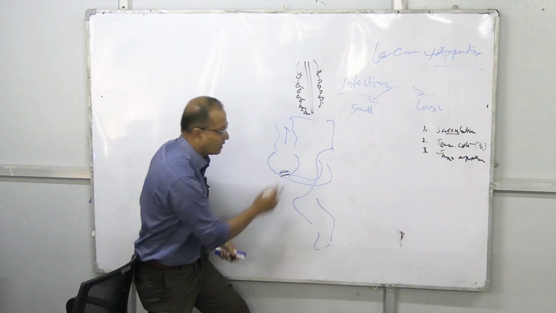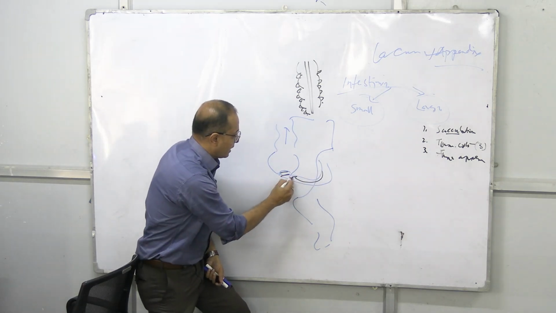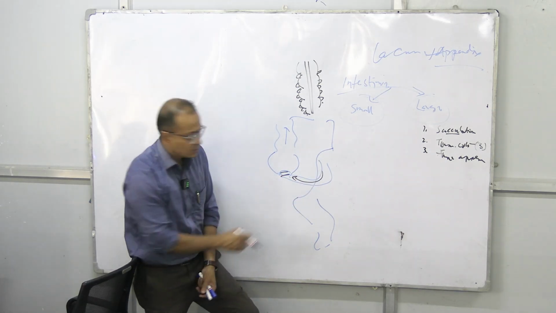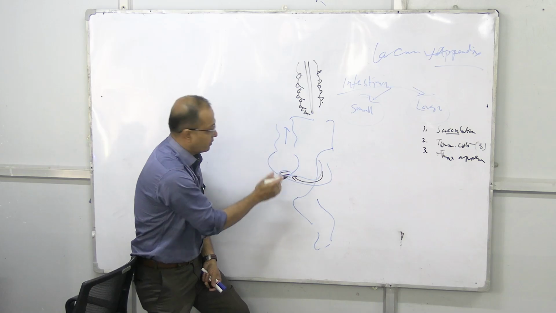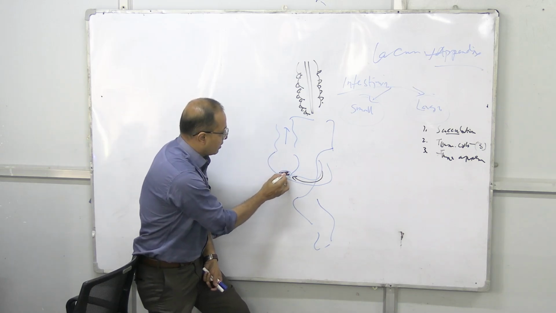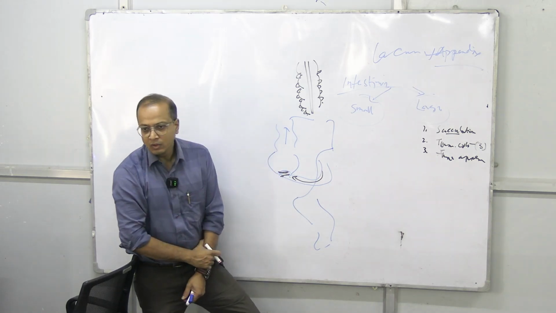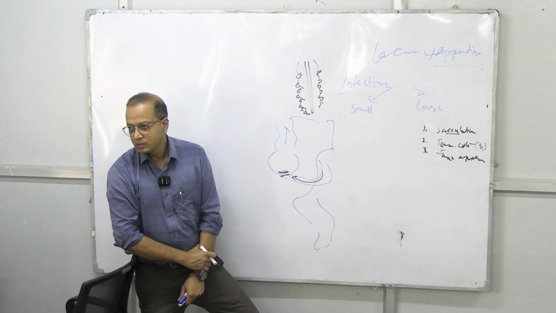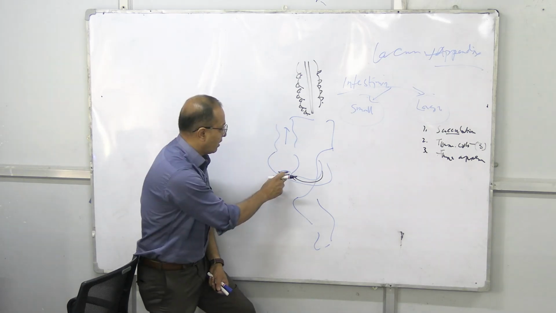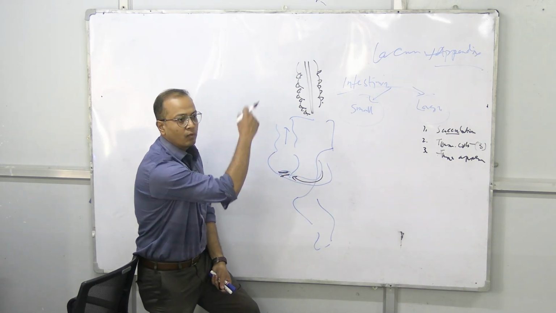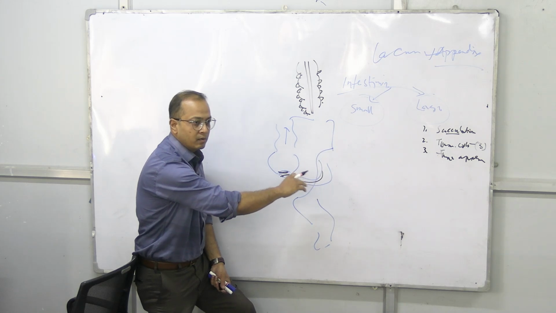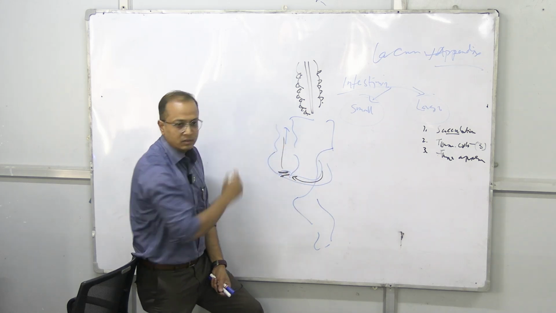We call them the ileocecal valve. That means the cecum and the ileum have a junction. That means the small intestine ends and the large intestine begins, which is guarded by a horizontally placed valve. We call it the IC valve, the ileocecal valve. This ileocecal valve basically regulates the flow of the content of the small intestine which is moving to the large intestine.